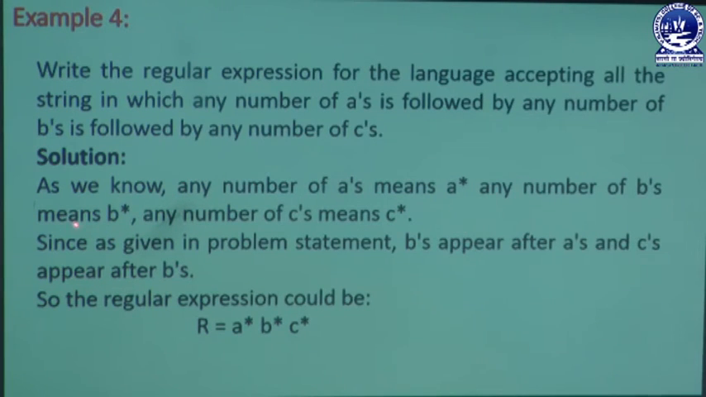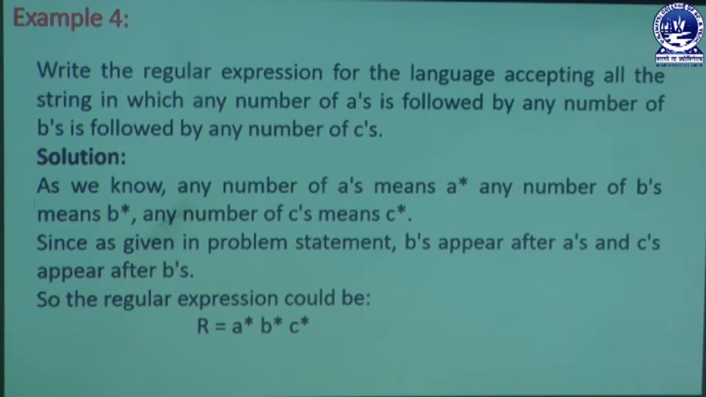Any number of B's means we can say B star. Any number of C's we can say like that, C star. So according to this format we are getting one consequence here, since as given in the problem statement, B's appear after A's and C's appear after B's. So the regular expression could be R equal to A star, B star and C star.